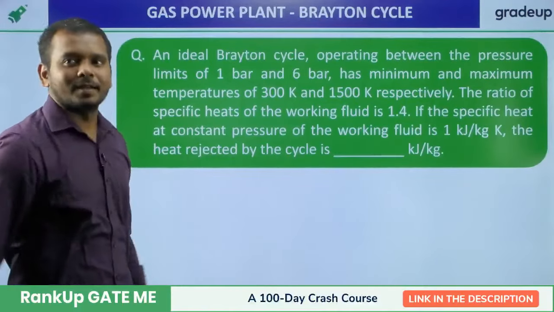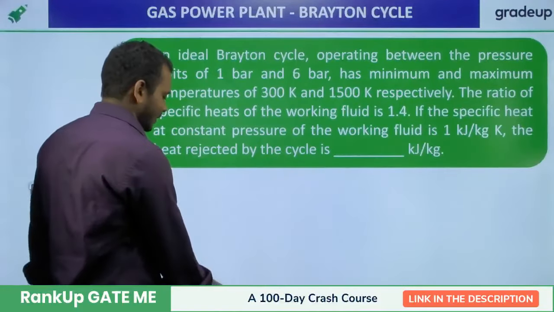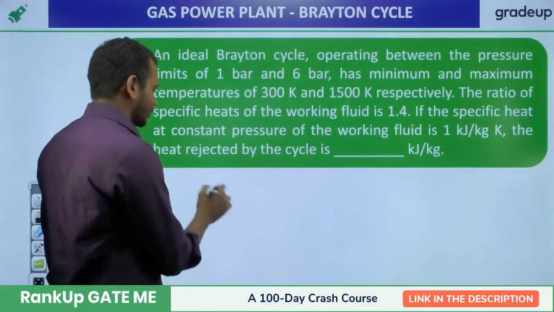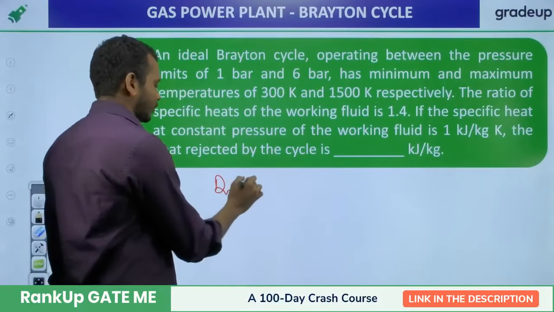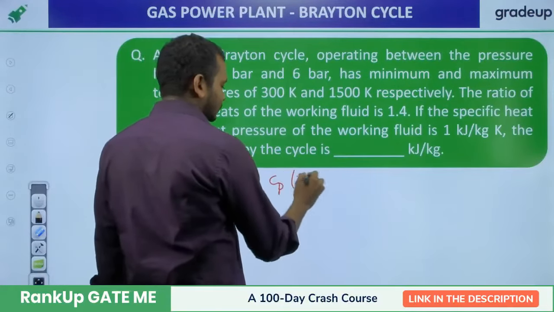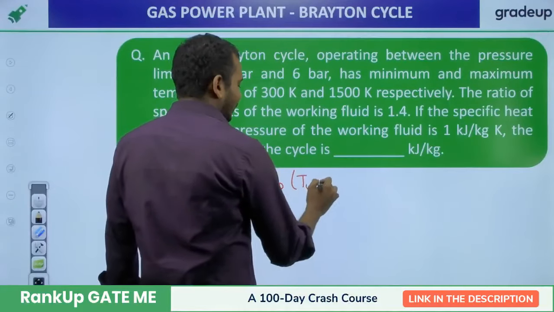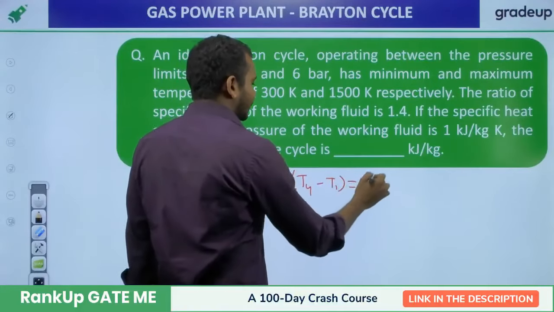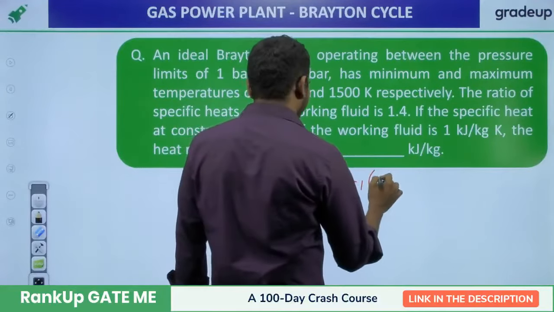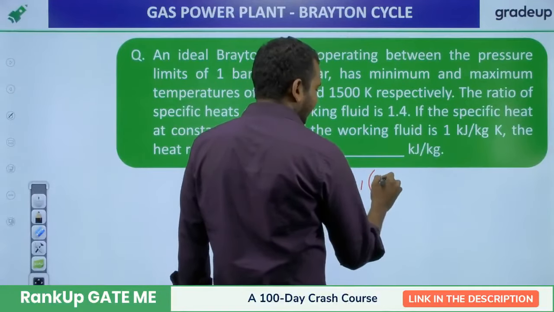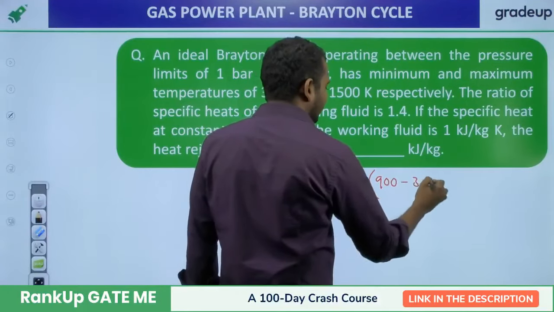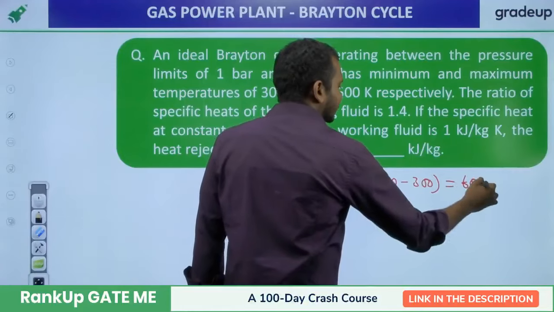Good. All are giving correct answers. That's nice. Okay, I think I don't need to solve this, but let me write Q rejection is equal to Cp into T4 minus T1, that is 1 into, what is T4? We have calculated, right? 900 minus 300, that is 600 kilojoule per kg.